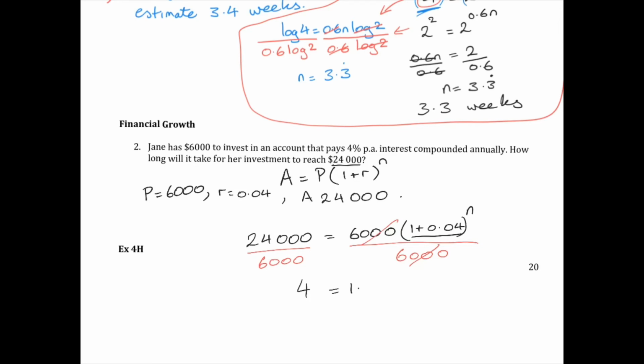And we get 4 on the left equals, now hopefully you don't mind, I'm writing inside the brackets as just 1.04. You don't have to, you can keep it in brackets, but I like to write it as one number. And because it's one number, I don't need to include brackets anymore. And then it's to the power of N.